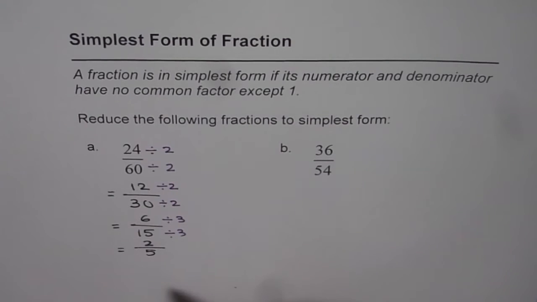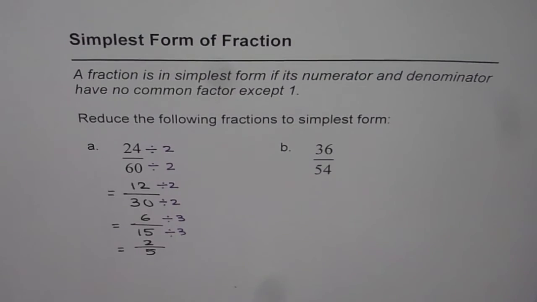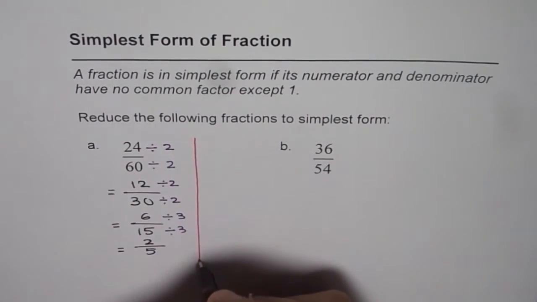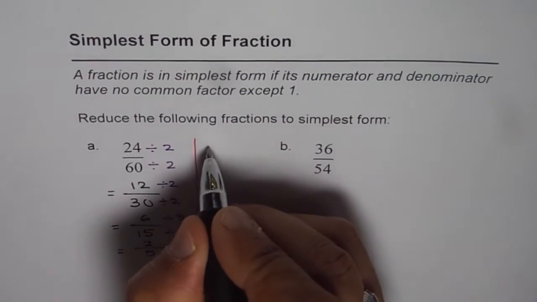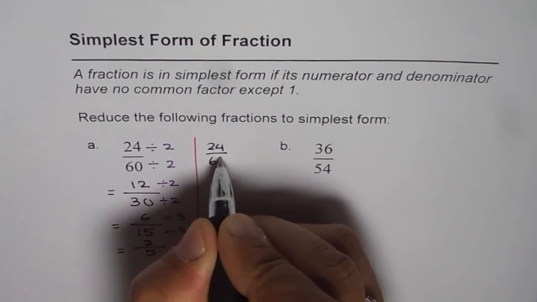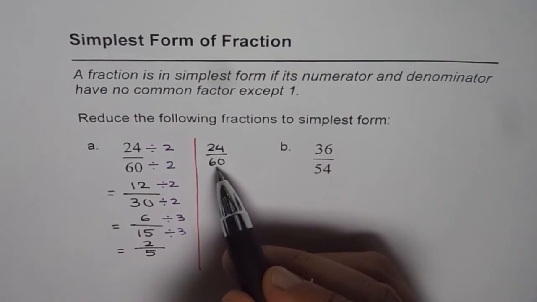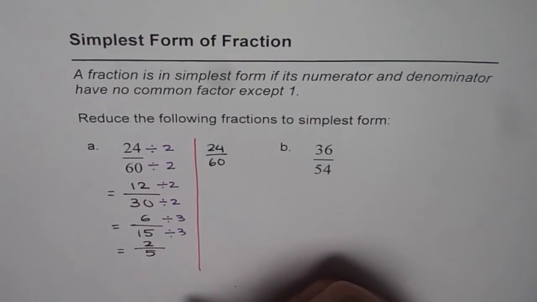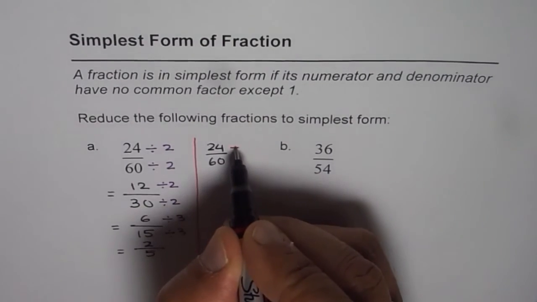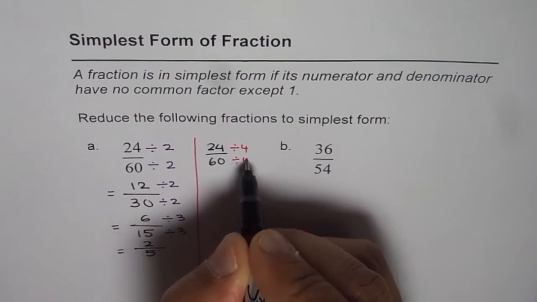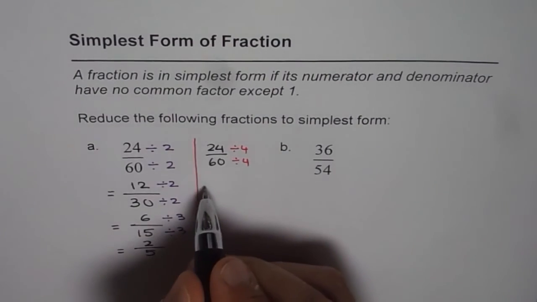The steps involved were: keep on dividing by the common factors. Do you see that? So that is how we do it. Now, as an option, what you can also do at times is divide by a bigger number. For example, we started with 24 over 60. We know both have 12 as a common factor, for example. Or we can go with 4 first. So we could do it like this also. We can divide both by 4. Both are divisible by 4. And then what do we get?